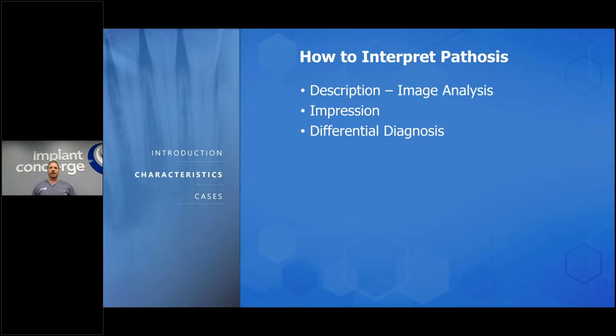So again, this is in the handout, and I just want to touch on it again. I already covered this over the last two presentations, but it's really important to understand how you get to a differential diagnosis, or a diagnosis, period. If you have a really good description and image analysis, then that will lead you to an impression, and that impression should lead you in the right direction of what the differential is.